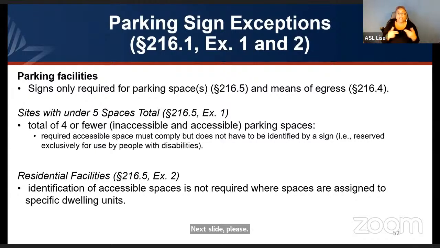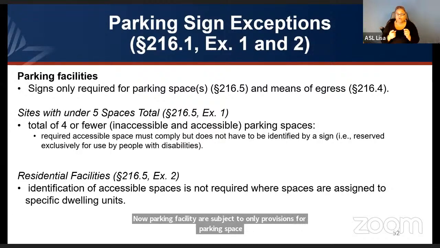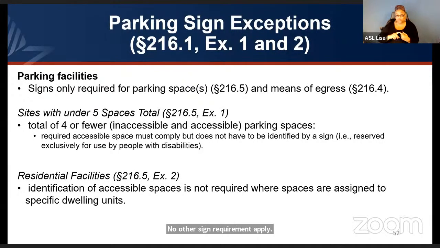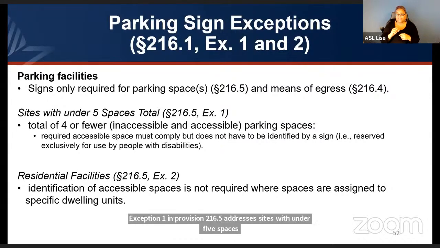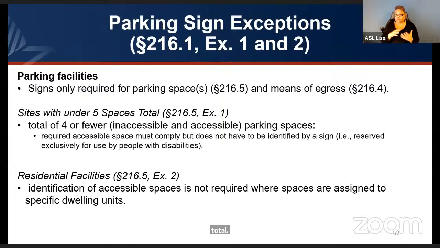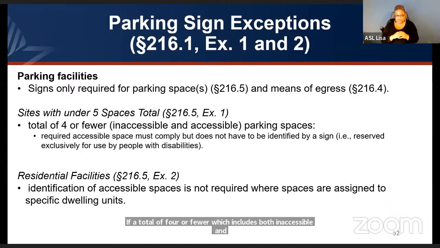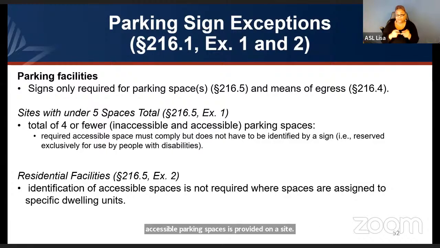Slide 52 presents information on parking sign exceptions. Parking facilities are subject to only provisions for parking space signs and means of egress. No other sign requirements apply. Exception 1 in provision 216.5 addresses sites with under 5 spaces total. If a total of 4 or fewer, which includes both inaccessible and accessible parking spaces, is provided on a site, the required accessible space must comply but does not have to be identified by a sign. In other words, there needs to be spaces reserved exclusively for use by people with disabilities.